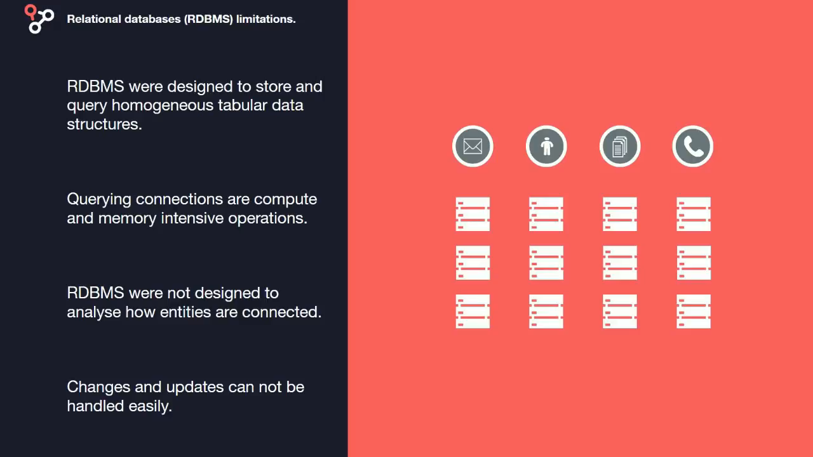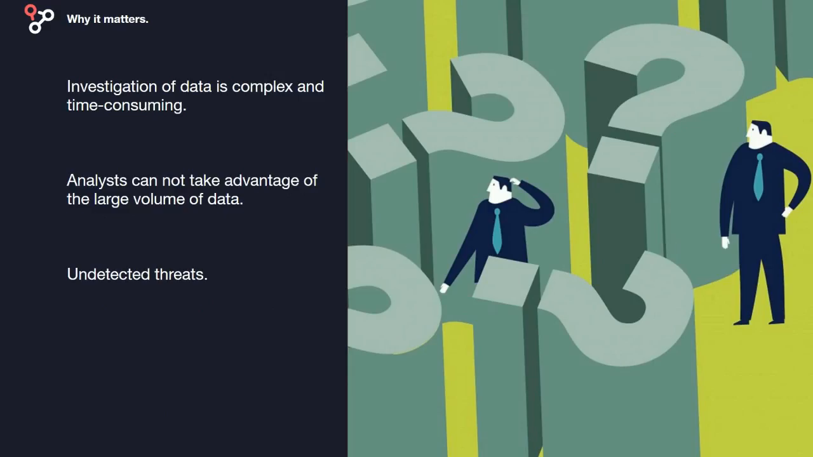So why does it matter? Because the analytical tools backed by relational databases make it hard and complex for analysts to investigate networks. As a consequence, if they can't look properly at connections within the data, then obviously there is less understanding of how individuals are connected, and they don't take full advantage of the large volume of data that are collected every day. So finally, without a full understanding of the network, monitoring gets more complicated and some threats can stay undetected.